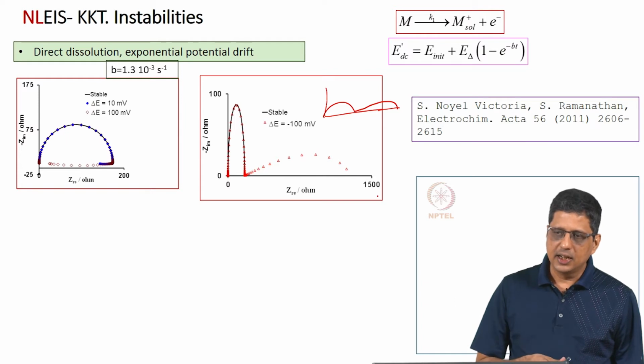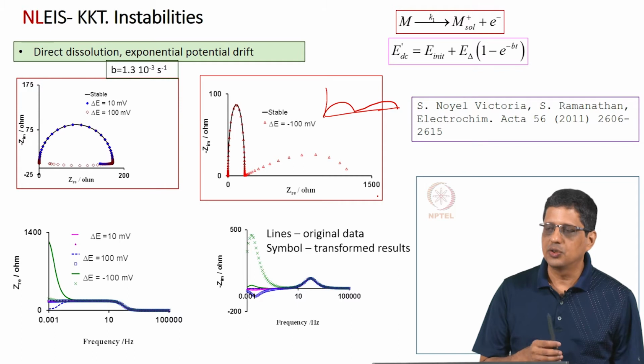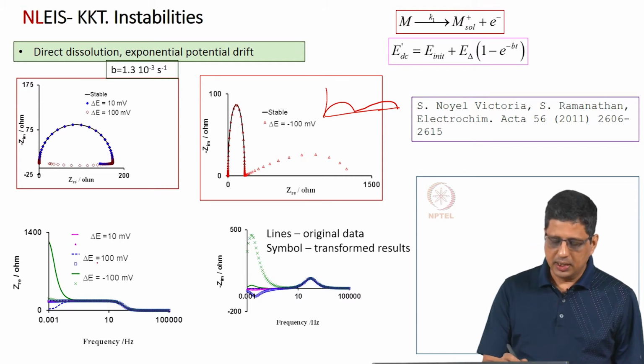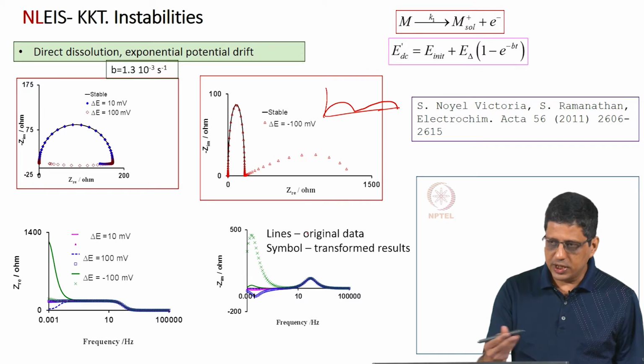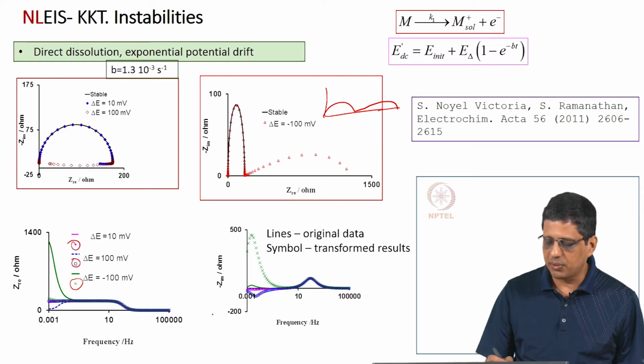If I take this data and apply KK transform, I will always find that KKT will show that the data is not KKT compliant. Here the lines are the original or simulated data, and the symbols here are the transform data.